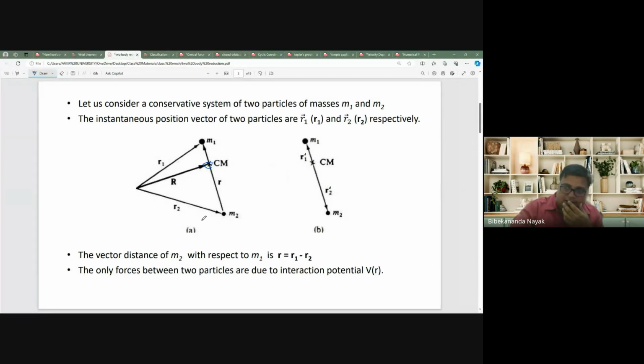Let's see here. There are two bodies, m1 and m2, two particles with position vectors r1 and r2. We can also consider the center of mass with position vector R, capital R. From the center of mass system, m1 position coordinate is r1 prime and m2 is r2 prime. Obviously the distance between m1 and m2, r, from this diagram is r equal to r1 minus r2, which is obviously r1 prime minus r2 prime.